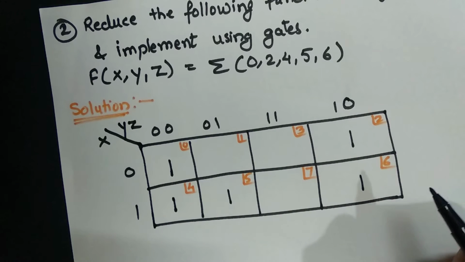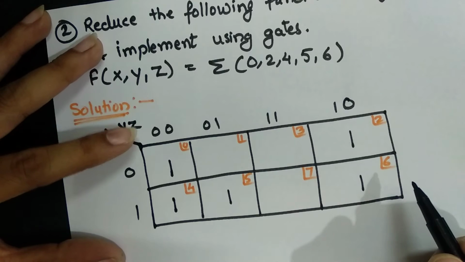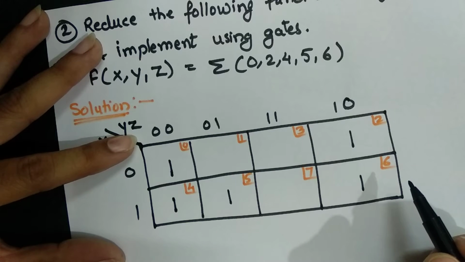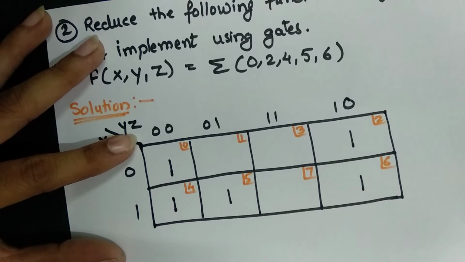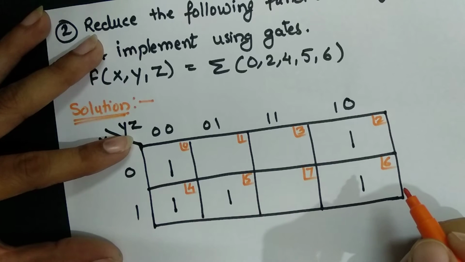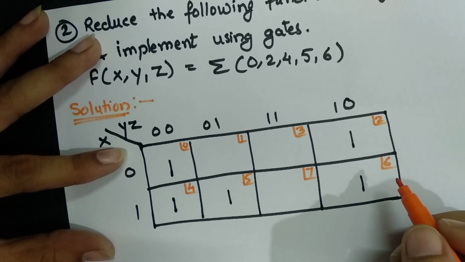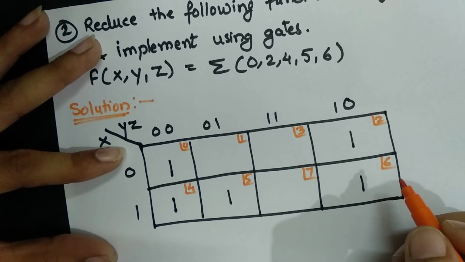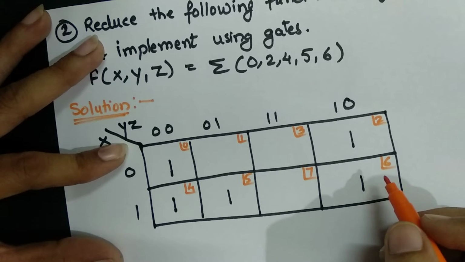Okay. So first I will try to make a group of 8. Is it possible to make a group of 8 over here? No. So we will next try to make a group of 4. Can we make a group of 4 over here? Yes, we can make it. How can we do it?